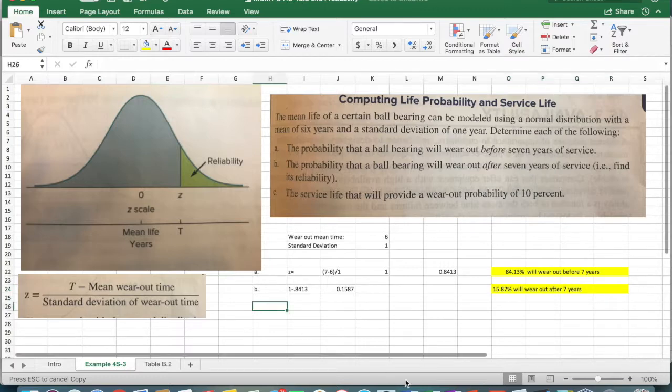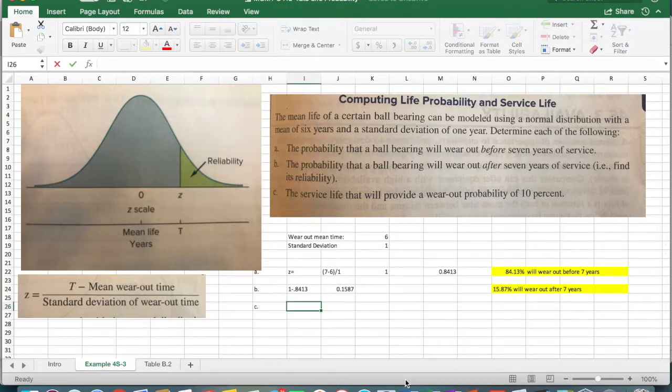Okay, finally part C. C says the service life that will provide a wear out probability of 10%. So this is saying at how many years will 10% of these bearings be worn out?